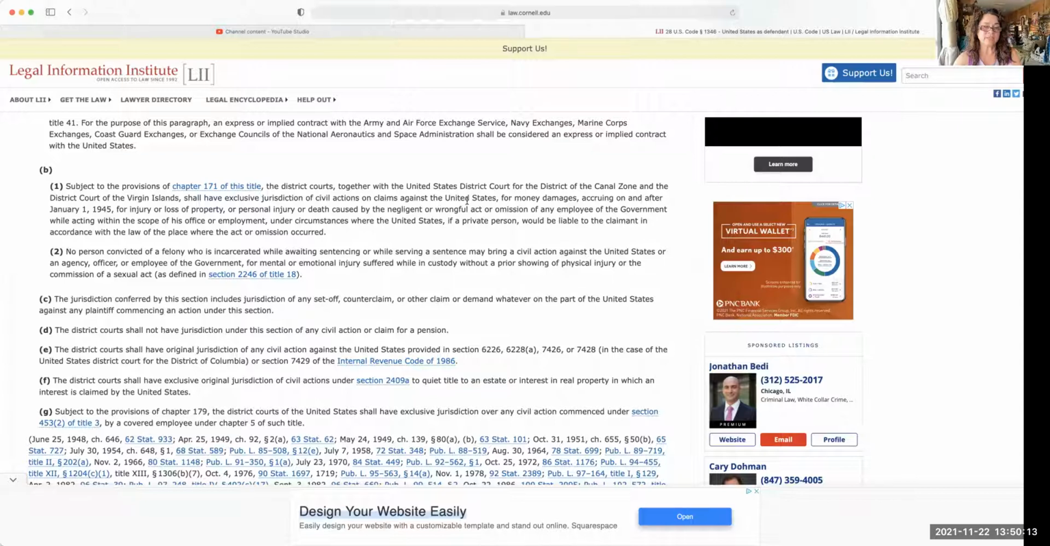For money damages accruing on and after January 1st, 1945, for injury or loss of property or personal injury, or death caused by the negligent or wrongful act or omission of an employee of the government. OMG, right here. You know, when you guys have a driver's license, you are an employee of the government of the state where you dwell. That's what they're saying right here. So if somebody hit you like someone hit me, that's this right here.